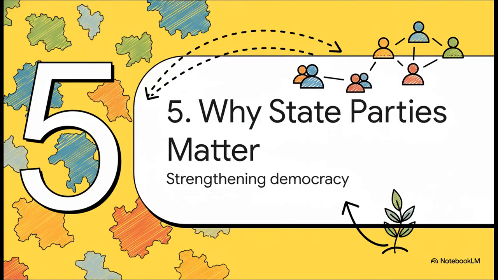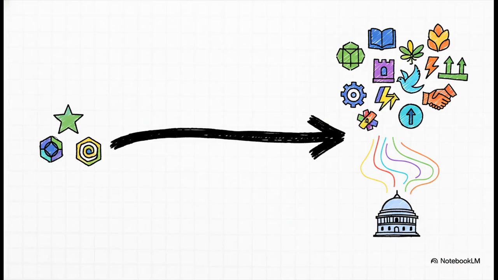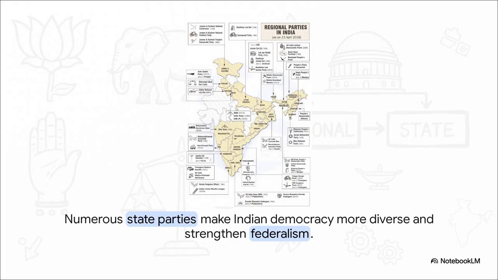Now that we know the difference, let's talk about why these state parties are so important for our country. Sometimes people think that only national parties matter, or that these regional parties are not good for national unity. But actually, that's not true at all. You see, over the last few decades, state parties have grown a lot, both in number and in strength. And this is a very good thing for India. It means that the unique voices and concerns from all the different regions of our country get heard, which makes our democracy much more diverse and representative. This political diversity is what makes our democracy so alive and vibrant.